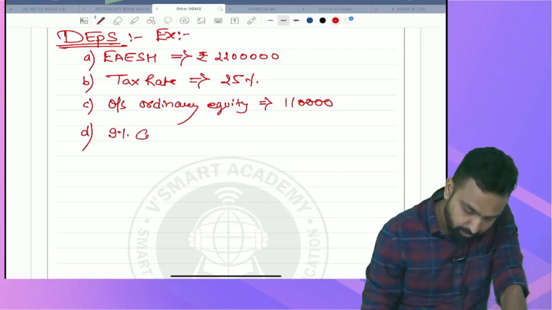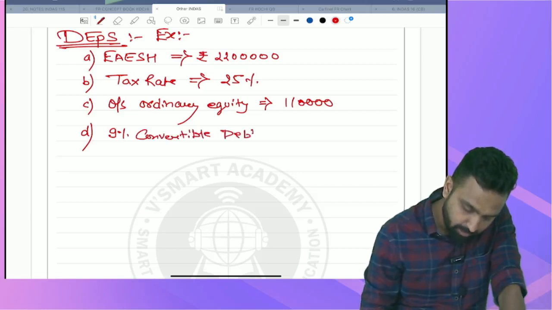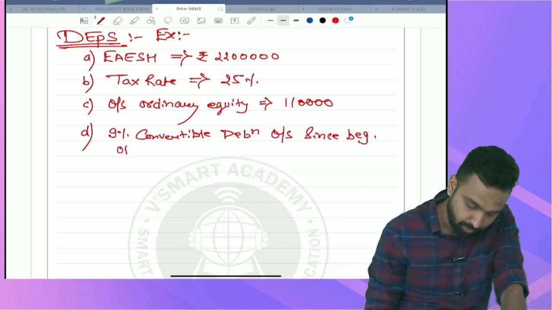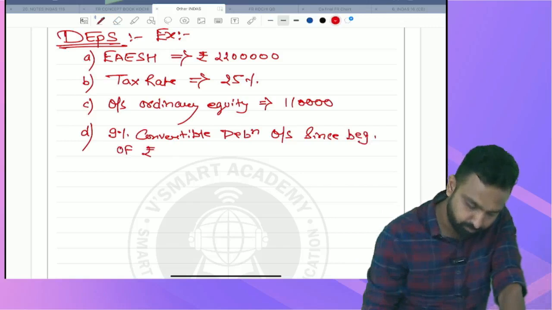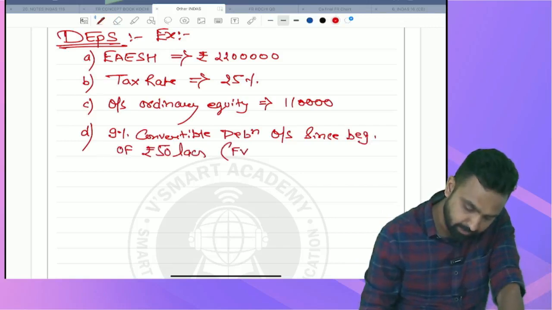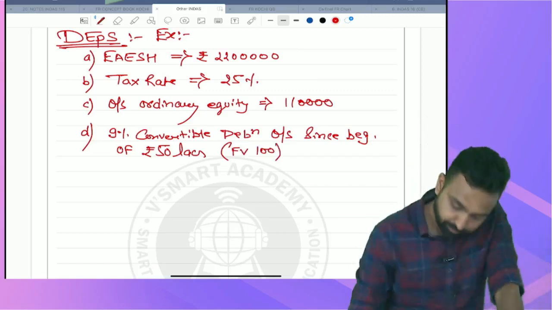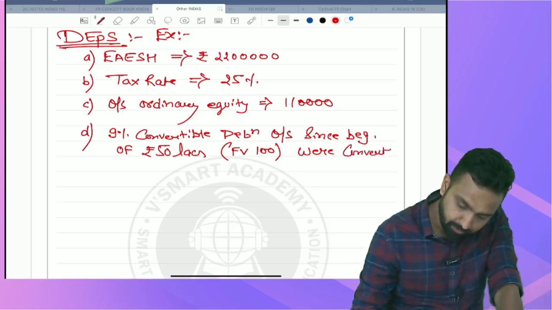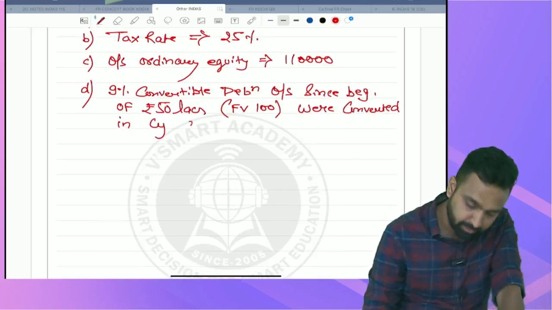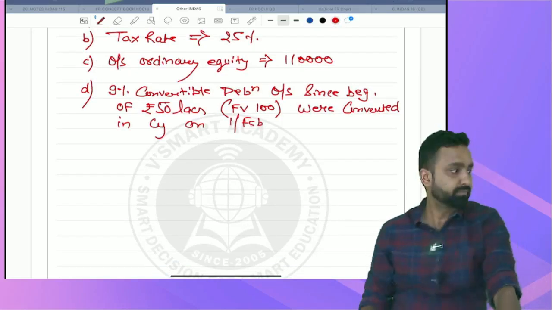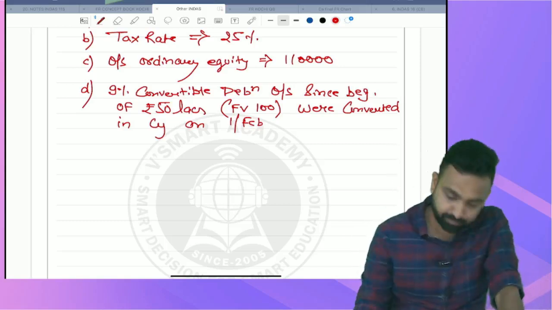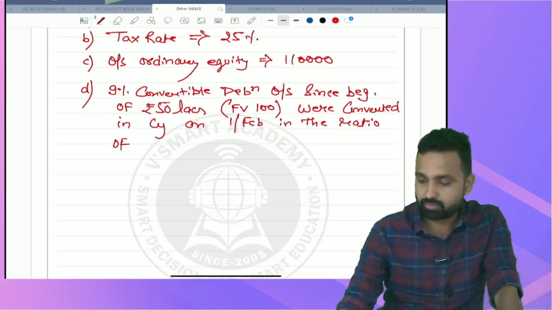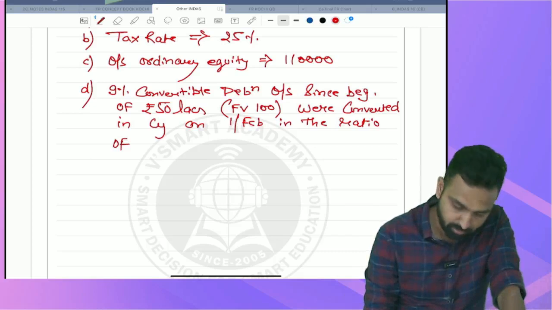9% convertible debentures outstanding since the beginning of rupees 50 lakhs, face value 100, were converted in the current year on 1st February in the ratio of 3:2.